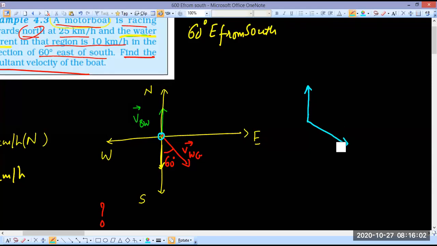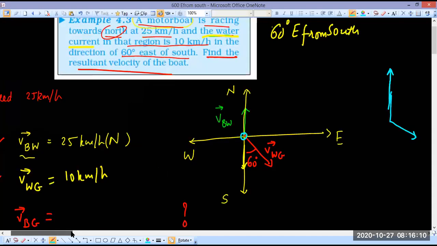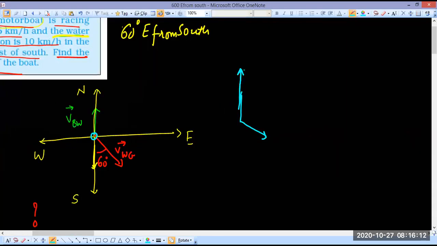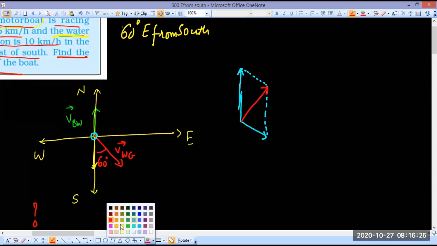This vector is actually smaller, this vector is a bit bigger, because this is 5, yeah, 25 and this is 10. So now if I complete the parallelogram, it will look like this. Okay, so the final velocity that we get by addition is as follows. Right, now let's put labels so we know what we are talking about.